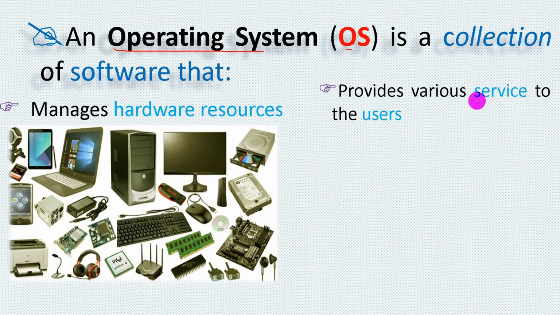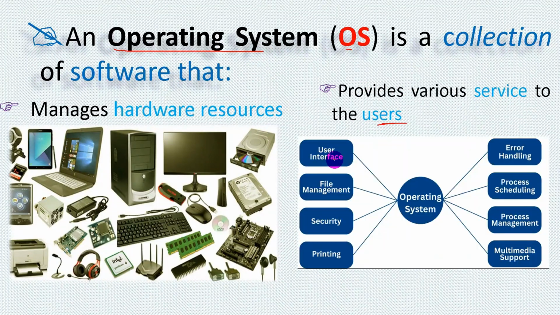Operating system provides various services to the user. User interface. User interface means the interaction between the user, or we, and the computer. It provides a service in order to interact with the computer for each user. We call it user interface. And also it manages the file. This file may be a text, audio, video or any other ones.